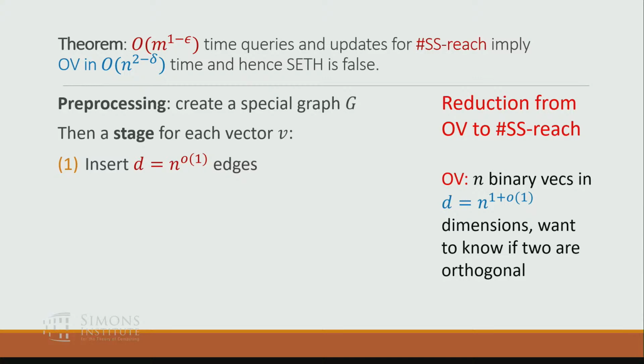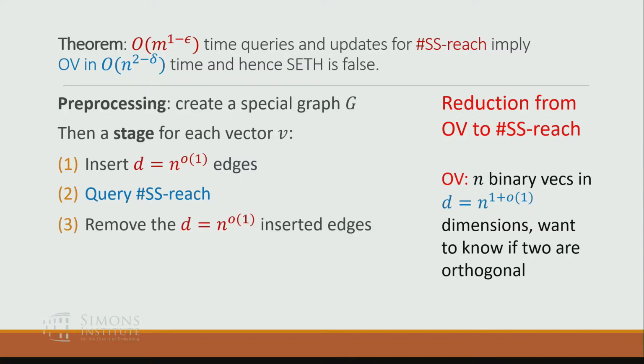So you insert this many edges, which is the dimension. After you insert these edges, you have a single query. You ask, how many nodes can I reach now? It'll say something. Then we'll remove these inserted edges and move on. And from all these n queries, we will somehow figure out whether there's an orthogonal vector pair.